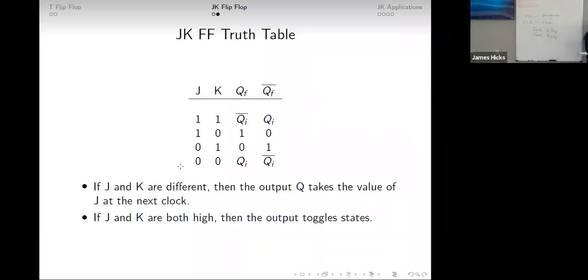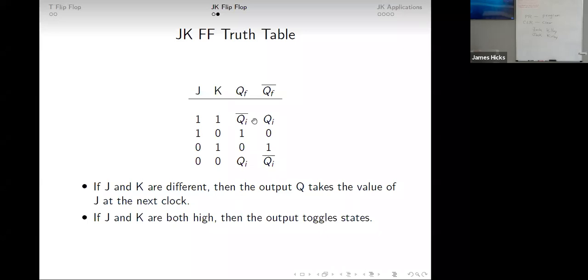You can see when they're opposite inputs, it just gets passed. So there's essentially no change. But if you make both high, so 1, 1, the Q final becomes the opposite of the initial state.